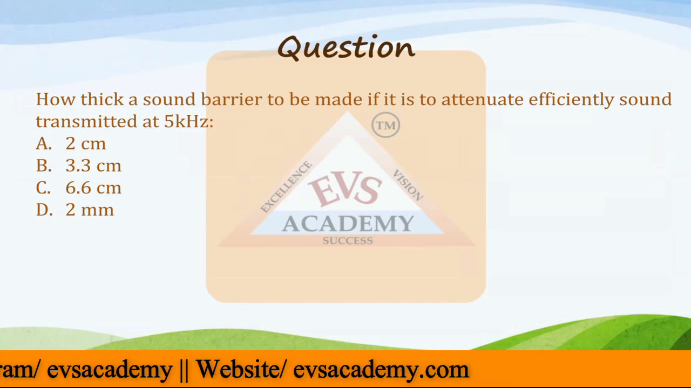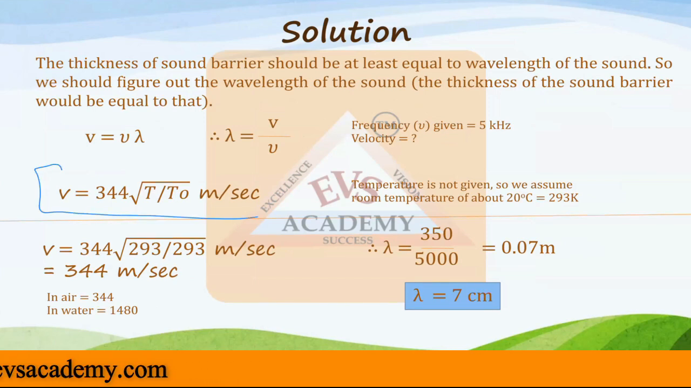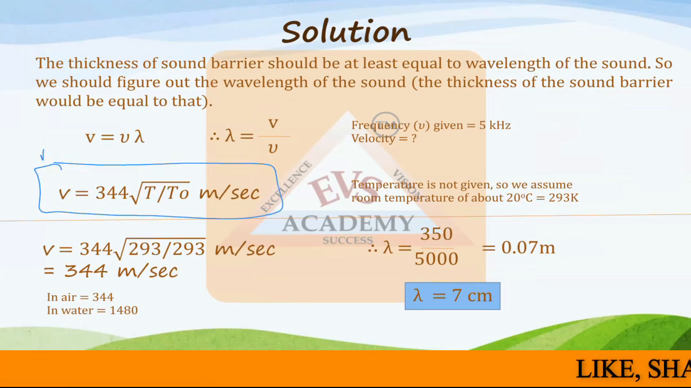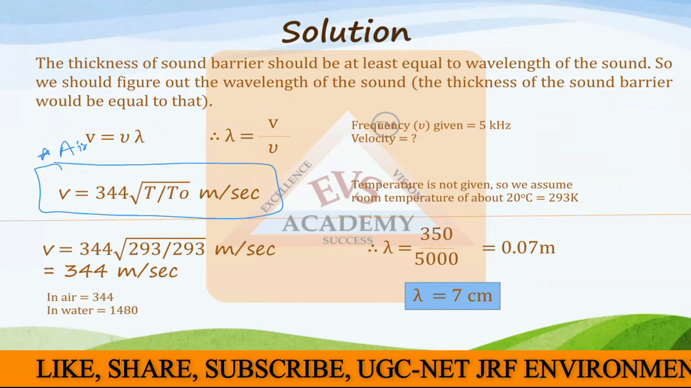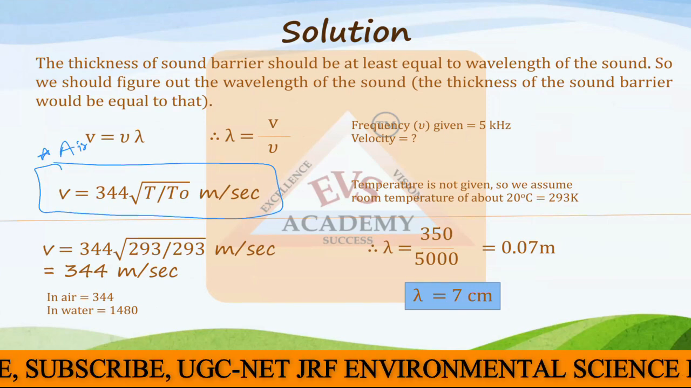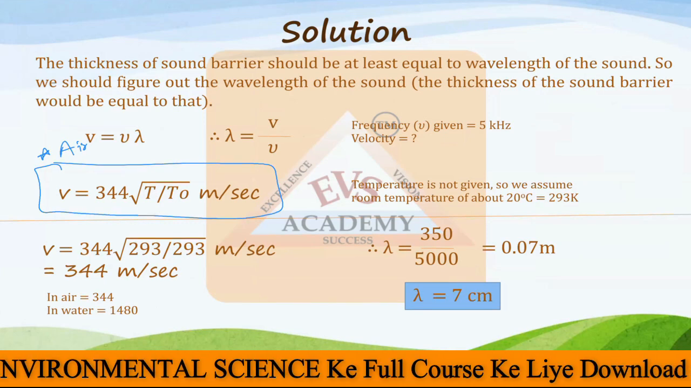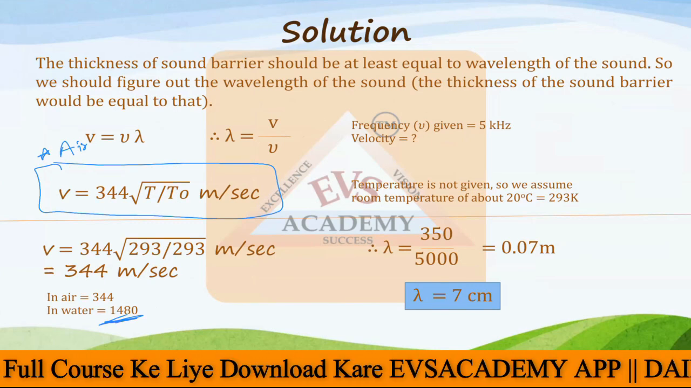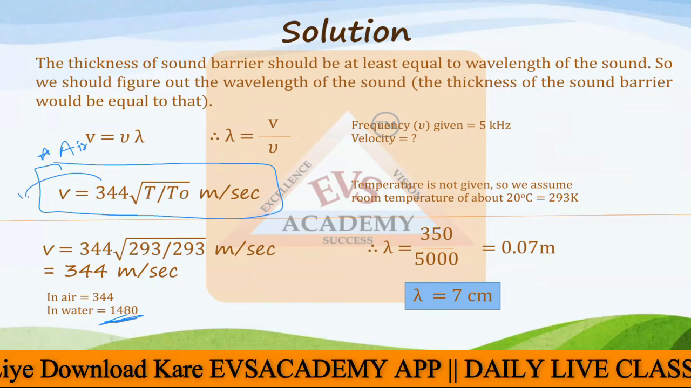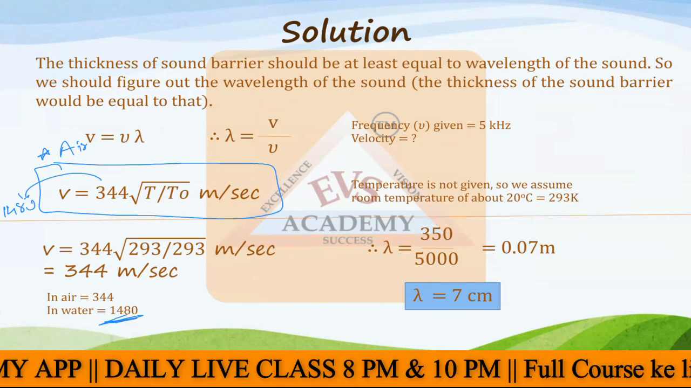One thing to remember: the velocity formula I have provided to you is only true in the case of air. If the question says that sound is moving in water, then this formula cannot be used. In water, the velocity of sound will change by a big amount. This would be 1480. So in water, you have to replace this 344 with 1480, and that's all you have to do. The remaining things would be the same.